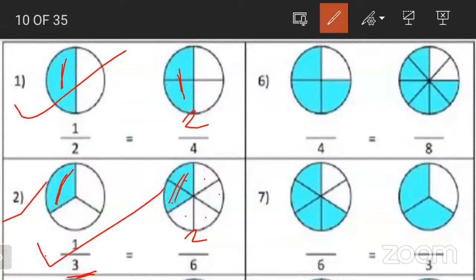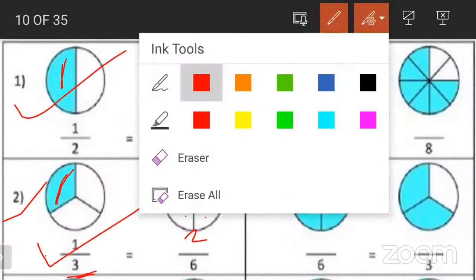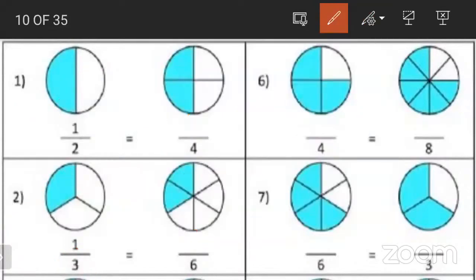Look here. This figure is divided into 4 parts. Out of the 4 parts, 3 parts are colored. So 3 upon 4. Yes, very nice, 3 upon 4. Yes, correct. Here, can you tell me? Yes, 6 upon 8.